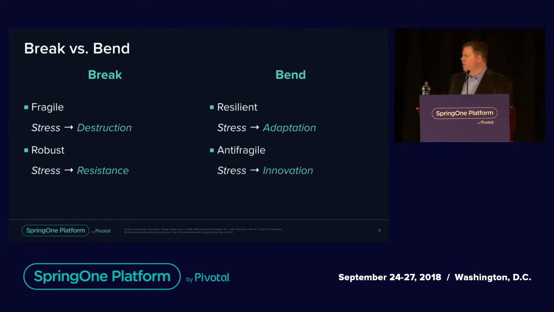There's this notion of antifragile, the opposite of fragile. So fragile things, we put stress on them and they are destroyed. Antifragile things get better. We can actually use stress as a source of innovation.